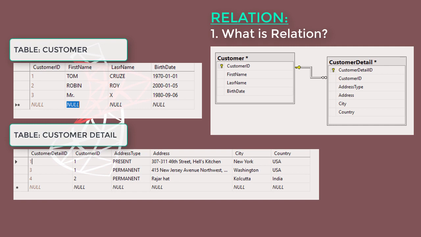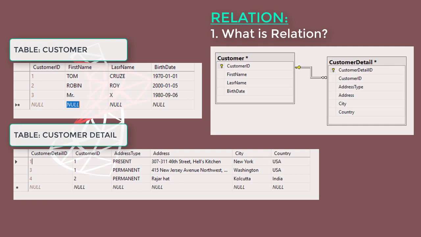We have two tables here, customer and customer detail. Customer table contains record about customer's first name, last name and date of birth, and customer detail table keeping the records of customers' addresses. Customer 1 Tom has two addresses, present and permanent. That is why we have created separate table for customer addresses so that we can keep multiple records of each customer. Technically it is called normalization.